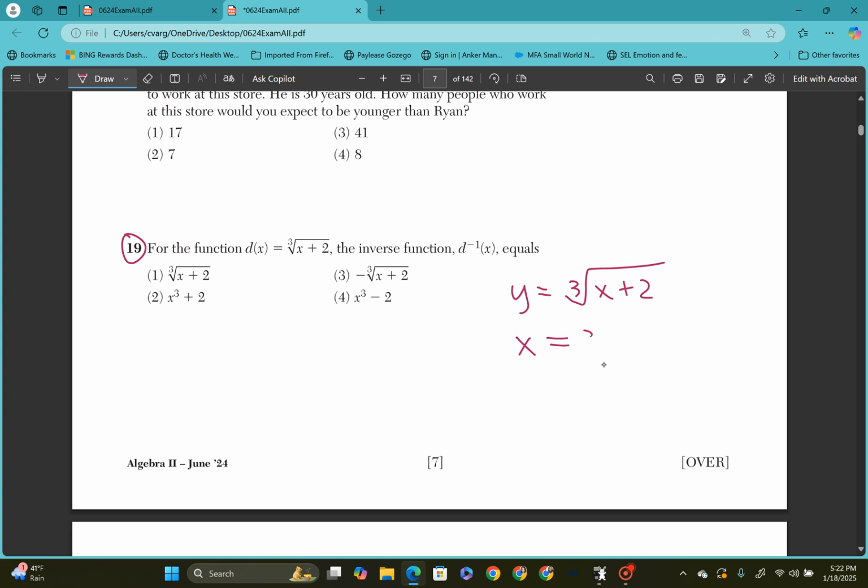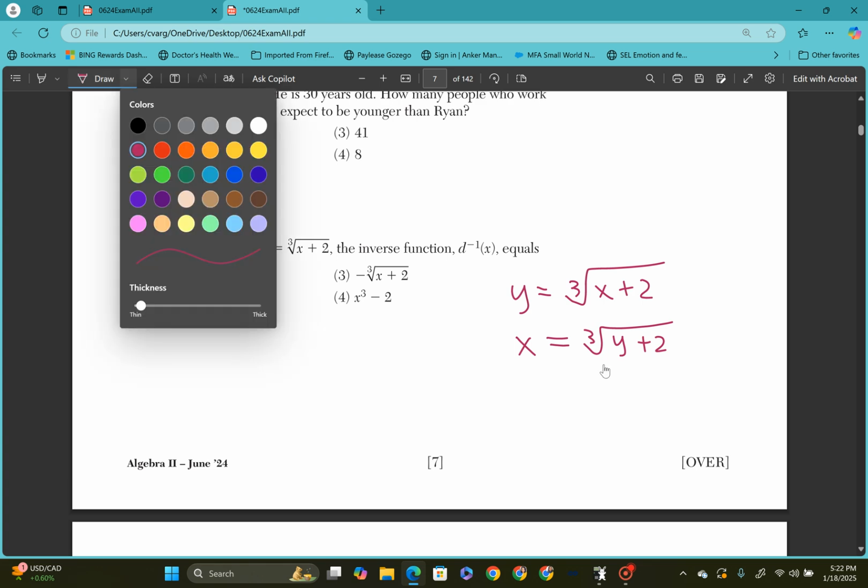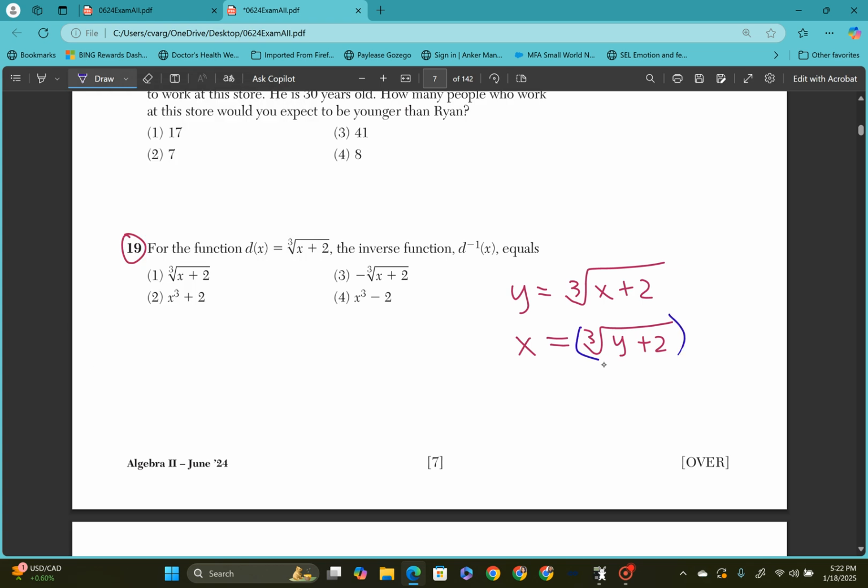So I'm going to do the cube root of y plus 2. None of those have that answer, so I have to get the y by itself. So how do I get rid of the cube root? I get rid of the cube root by cubing. They're opposites. So whatever I do to the right, I do to the left.